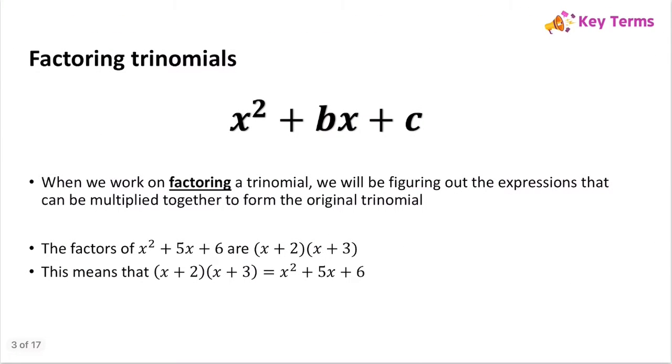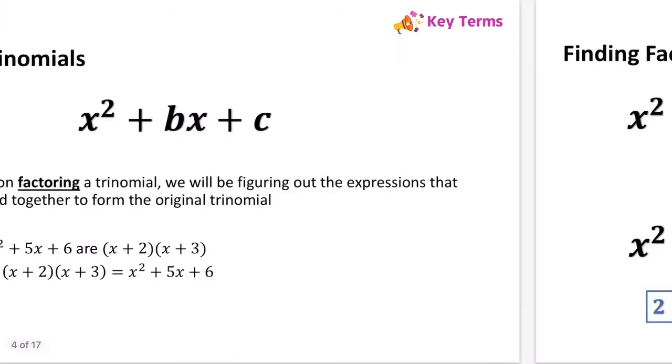So we're going to work on factoring trinomials, and what that means is that we're going to be figuring out the expressions that can be multiplied together to form the original trinomial. So for example, the factors of x squared plus 5x plus 6 are x plus 2 and x plus 3. That's the same thing as saying that x plus 2 times x plus 3 is equal to x squared plus 5x plus 6. And you can actually verify that that is in fact true.